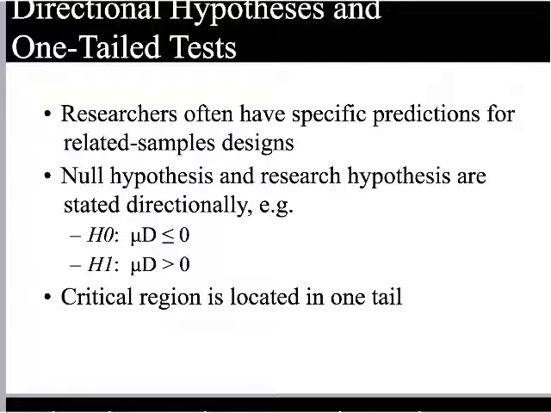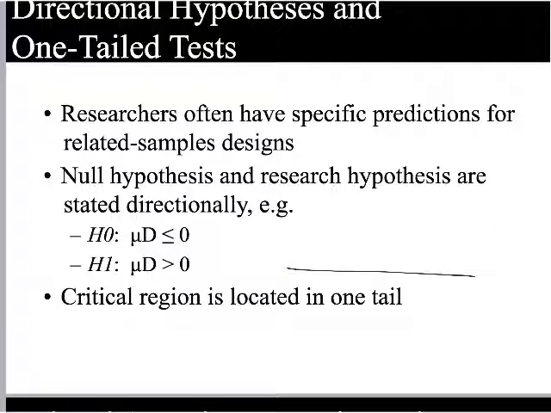And as I've been saying ad nauseum, we occasionally can use a one-tailed test if we have a specific prediction for a related samples design. The null hypothesis and research hypotheses are stated directionally in this case. So it's not that D is equal to 0 in the null and not equal to 0 in the alternative hypothesis, but rather that D is less than or equal to 0 or greater than or equal to 0 in the null, and then the other direction for the alternative hypothesis. So not equal to and greater or less than, respectively, for the alternative hypothesis. And then, as in previous tests, the critical region is located in one tail.